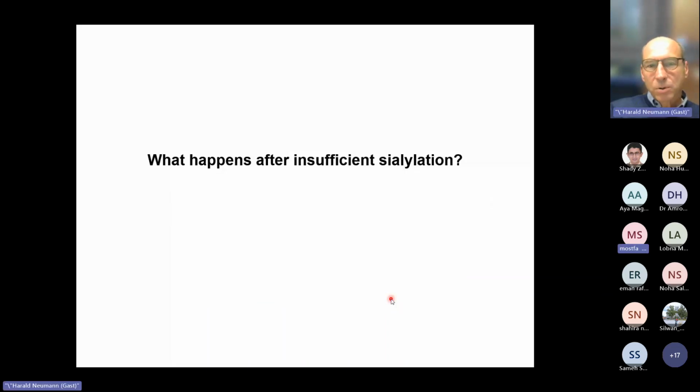So now I come to the next part. We were also asking the question, what happens if we have insufficient sialylation? I mentioned that the cell can produce sialic acid, and they normally continuously do it. They replace the lost sialic acid continuously. We even have a time period where we have insufficient endogenous production, and this is also the case in humans.